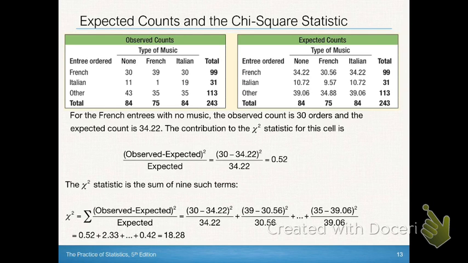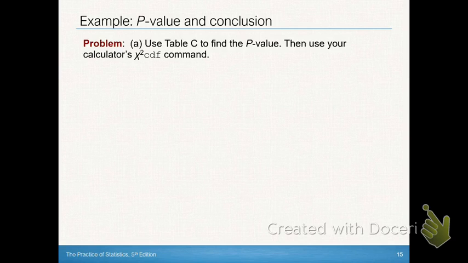And then I would do that for all 9 of those values, add them all up, and that gives me an overall chi-squared test statistic of 18.28. So now that we have a test statistic, we can get our p-value. Remember that you can either use your table or you can use your calculator.